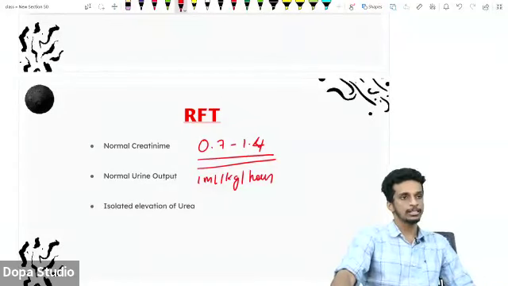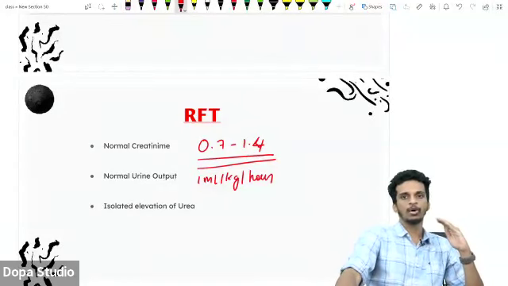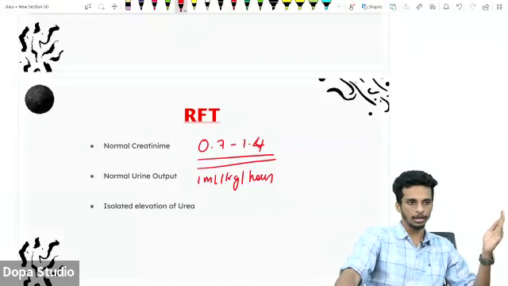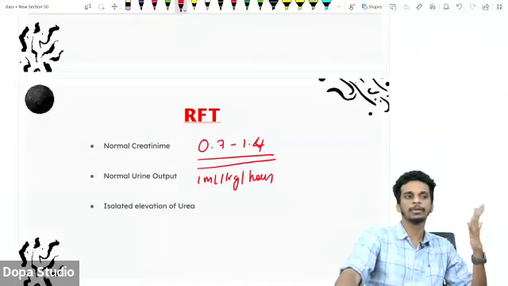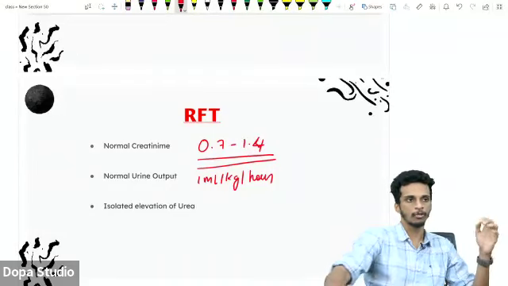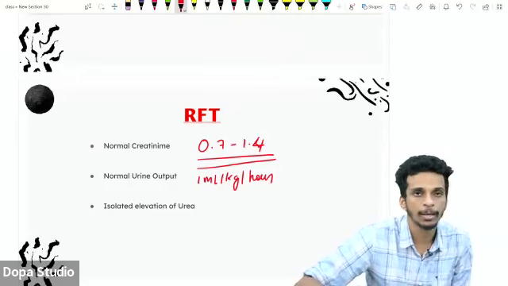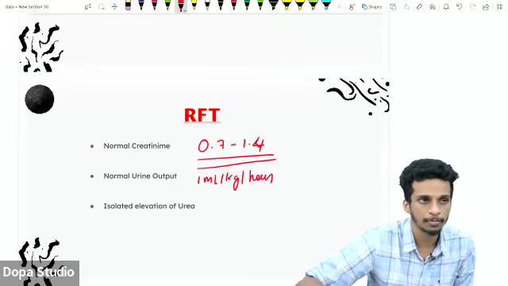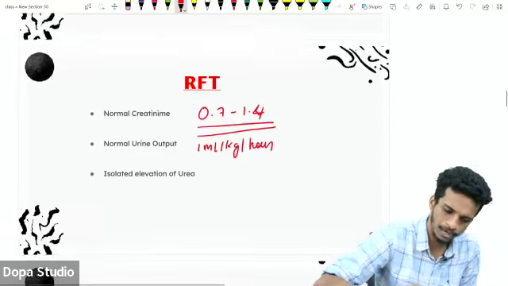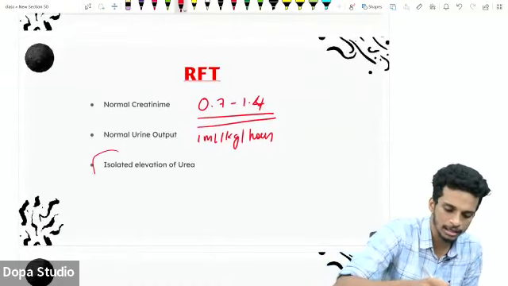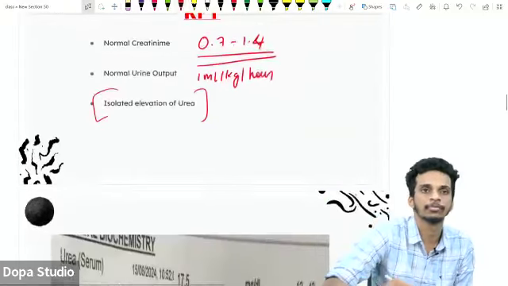I am not mentioning all the values, but some values you need to learn, because they will be important to read certain investigations or elicit certain findings. So normal urine output is 1 ml per kg per hour. Normal creatinine is 0.7 to 1.4. And isolated elevation of urea, let's leave that aside now. I'll come back to that if time permits.